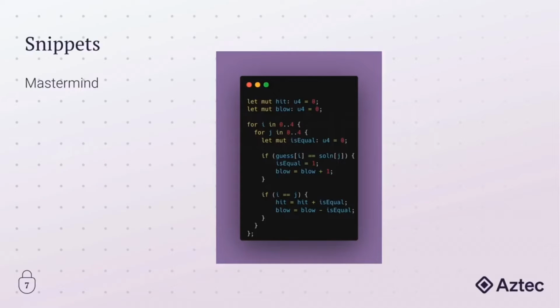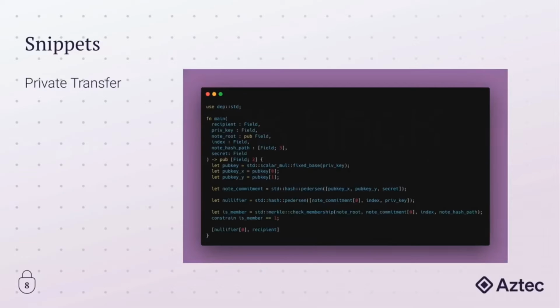This is an excerpt from our Mastermind example in Noir. As you can see, Noir is written with syntax you might already be familiar with from other languages. Mutable variables are supported, and control flows like for loops and if statements just work. And this is our private transfer example in Noir. In just this one slide, we are already achieving library imports all the way to doing Merkle checks.